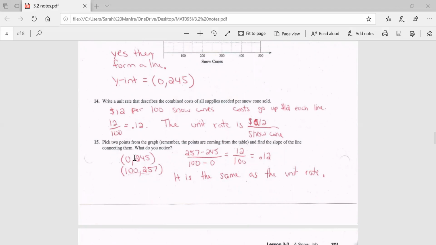So here, I picked any 2 points. I just happened to choose the first 2 points from that table, (0, 245) and (100, 257). I subtract the y's, I subtract the x's, you get 12 over 100, which looks familiar, and you divide, you get 12 cents. It is the exact same thing as the unit rate. So when a question is asking you to find the unit rate, it is the same thing as calculating the slope, okay? You could do it either way. But just know, question 14, finding the unit rate was easy because it was out of 100, right? The questions are not always going to be using easy numbers like that. So slope is probably the easier way to determine the unit rate.